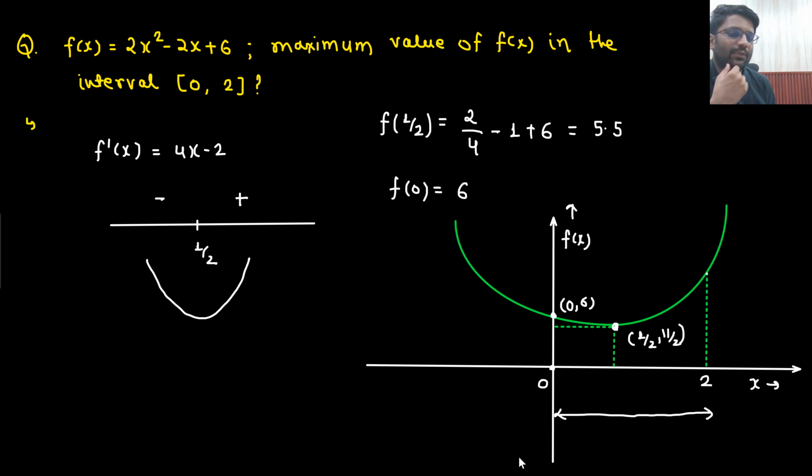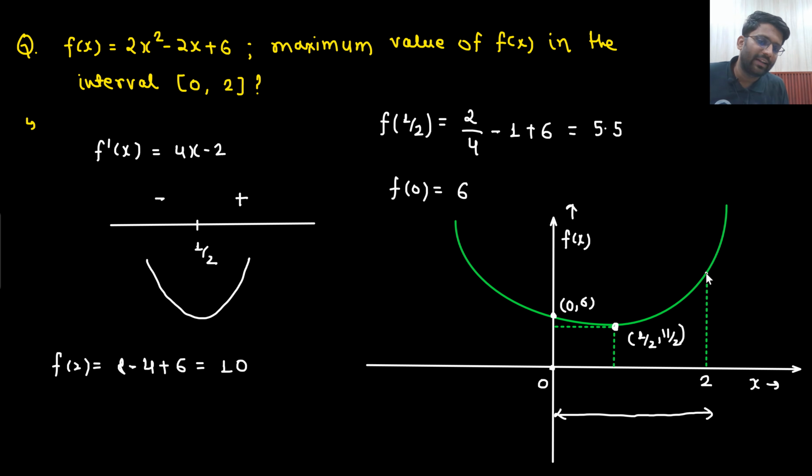What will be the value at x equals 2? Always find the value at boundary points as well. So what is the value at x equals 2? Sir, it will be 2 into 2, 4, 8 minus 4 plus 6. What is the value you are getting? 10. Did we do the calculation in a good manner? 4 and 8, 8 minus 4 will be 4, 10. So at 2 we are getting the value to be 10.